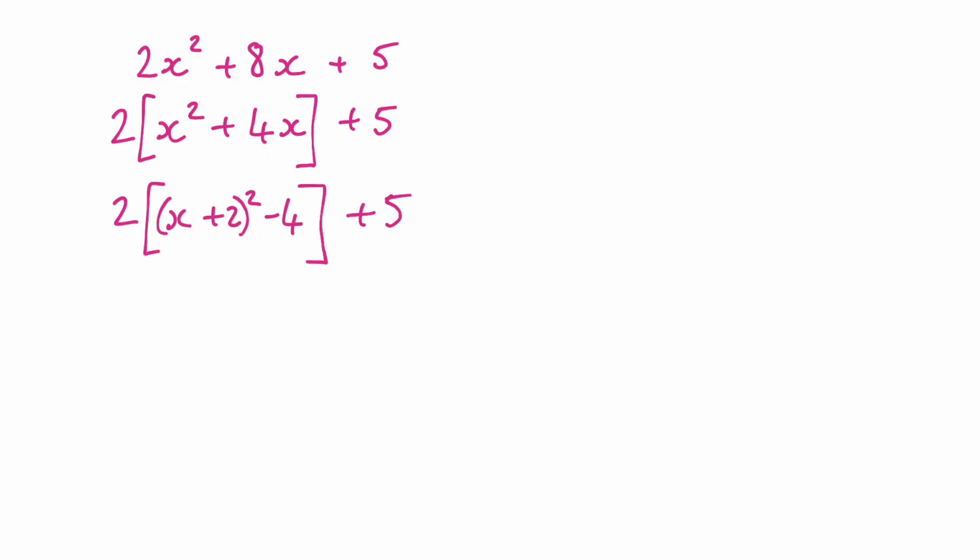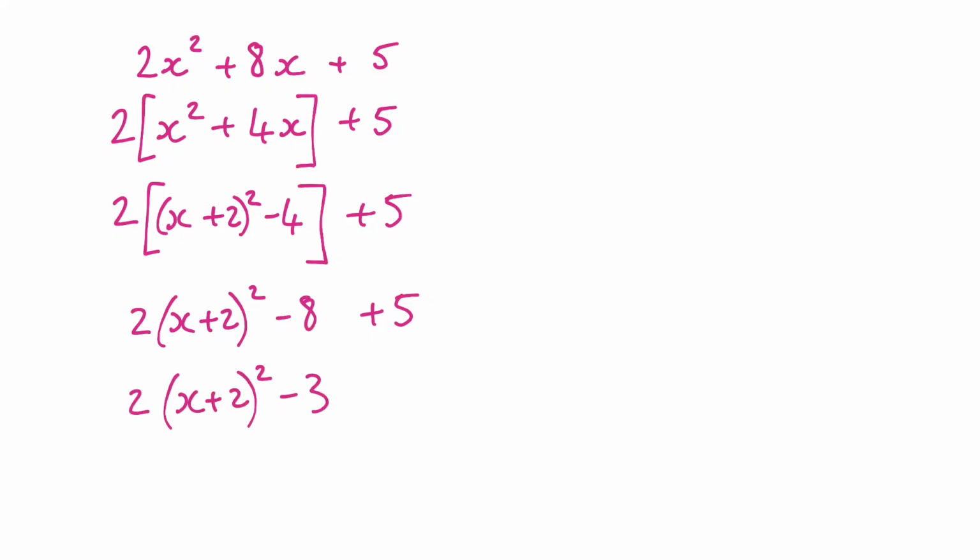So after we complete the square, we will then multiply the 2 terms inside the bracket by the 2. So this term and this term. And then the final thing we do is we tidy up the numbers. So our final answer is 2 brackets x plus 2 all squared minus 3.